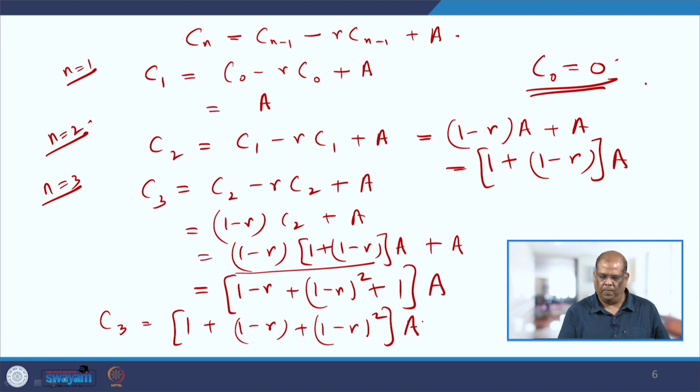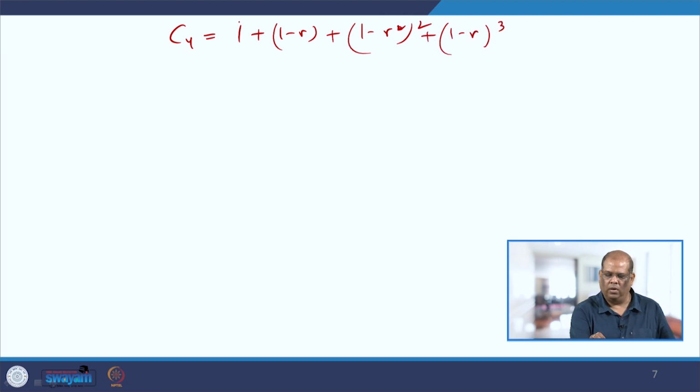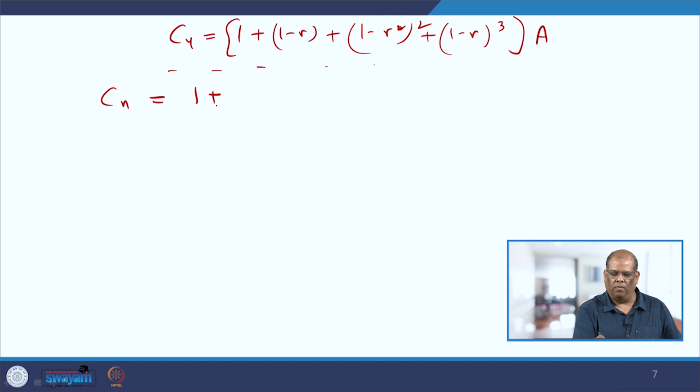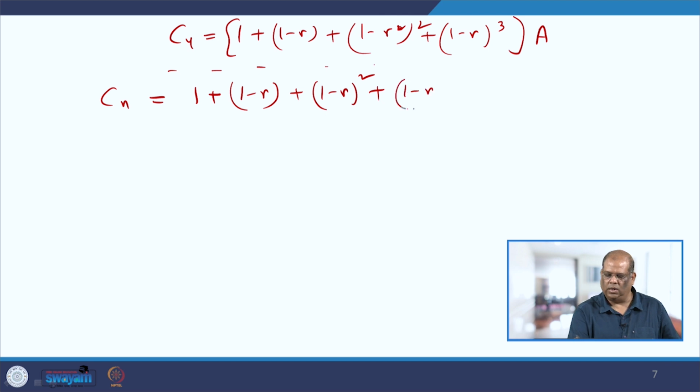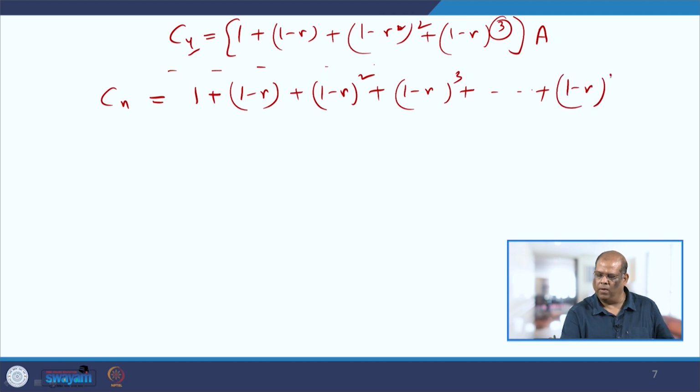Now, if you look at the result, I have C1 equal to A, C2 equal to 1 plus (1 minus R) into A, C3 as 1 plus (1 minus R) plus (1 minus R) whole square into A. Similarly, I can write C4 is equal to 1 plus (1 minus R) plus (1 minus R) square plus (1 minus R) cube, whole multiplied by A, and as we proceed I can write Cn is equal to 1 plus (1 minus R) plus (1 minus R) square plus (1 minus R) cube, up to (1 minus R) to the power n minus 1, whole multiplied by A.